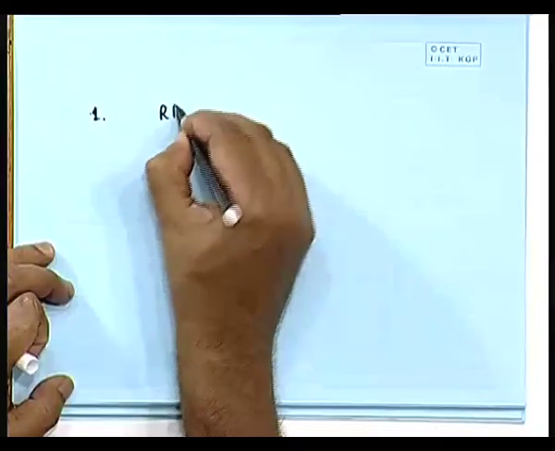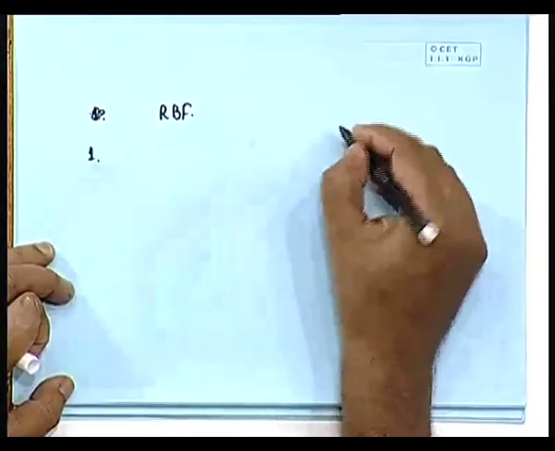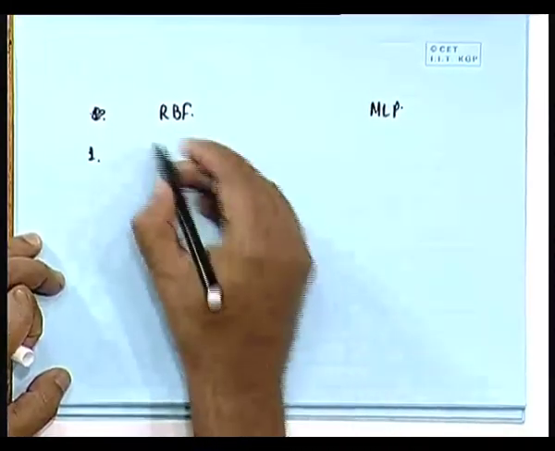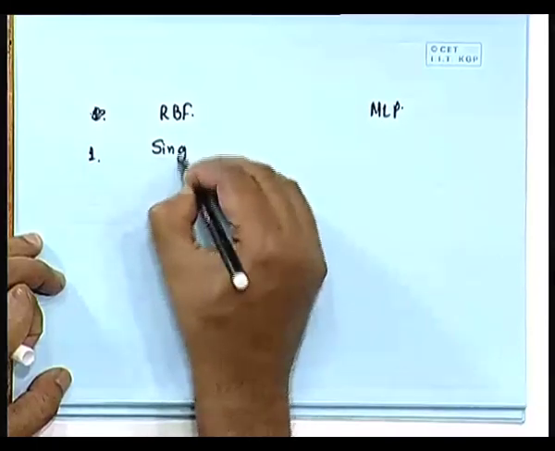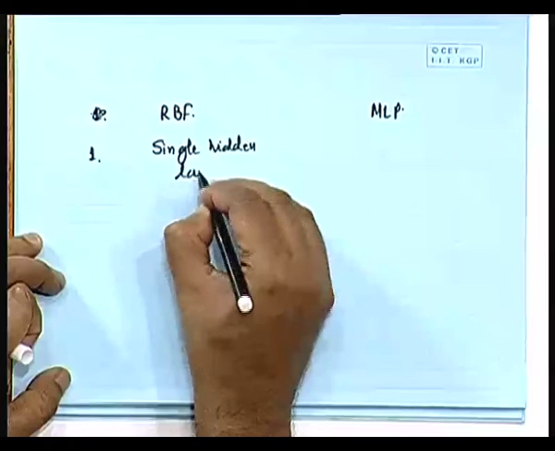there are some points that can come to our mind. Number one is that when you talk of RBF, okay, I think we can list out the comparisons like this. We have RBF this side and MLP this side. RBF is having a single hidden layer, okay. I mean that is in its very basic form, okay.